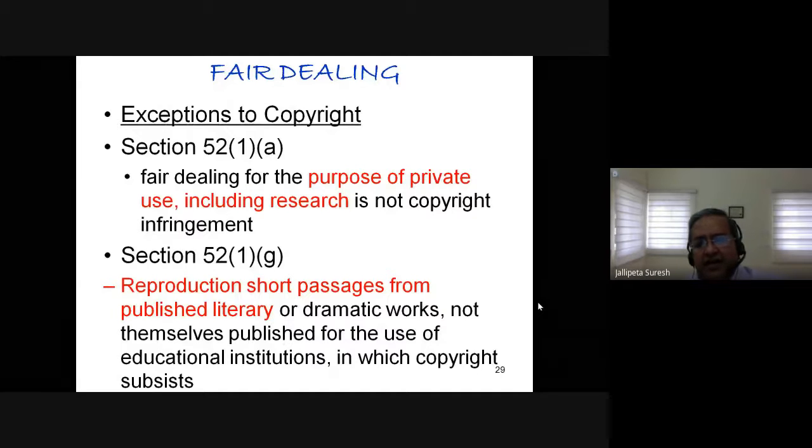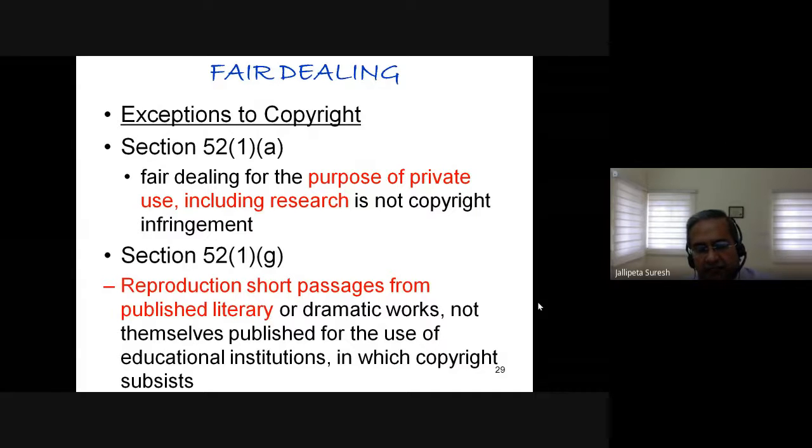As we saw in the beginning, as I was mentioning, every law has got exceptions. Even the copyright law has exceptions. What is this exception? There are situations where one is permitted to use the copyright work of others without taking any permission. It's as simple as that. Now, how can I use it without taking permission of the copyright holder? If it is for the purpose of private use, including research.